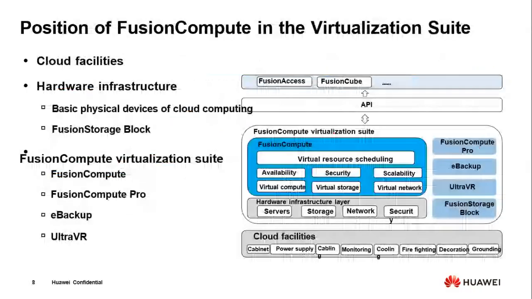So this is the architecture. In the architecture, it has four basic functions. Aside from that, the hardware aspect has the basic physical devices of cloud computing. Basically, these are the cloud facilities down here. And the FusionStorage block. So this is the FusionStorage block.